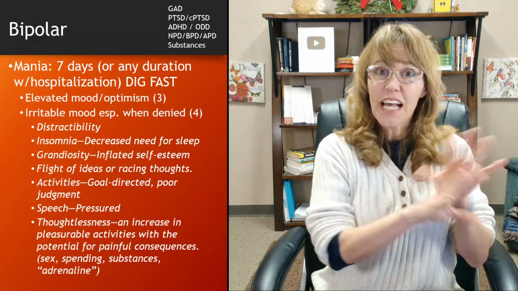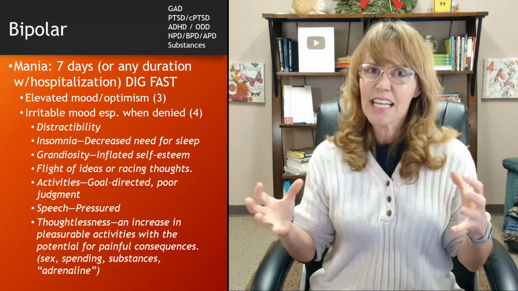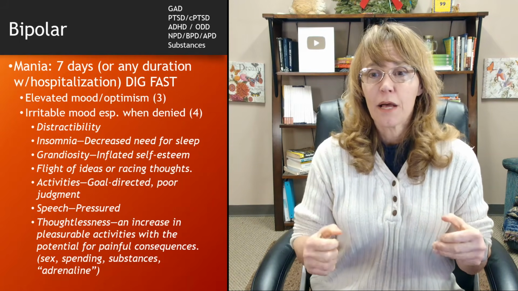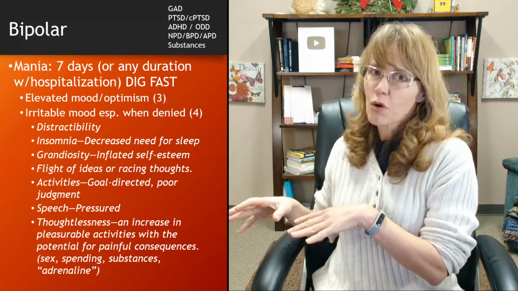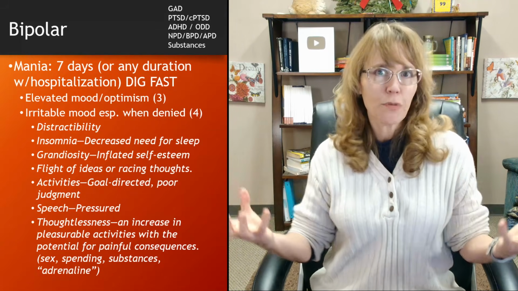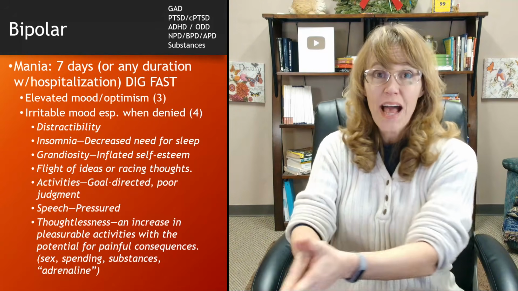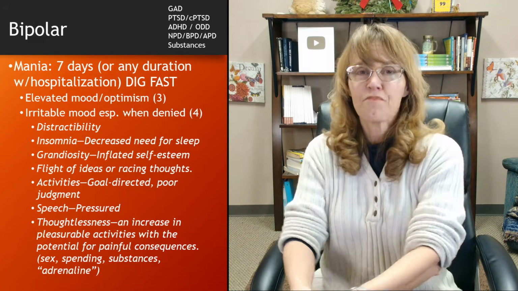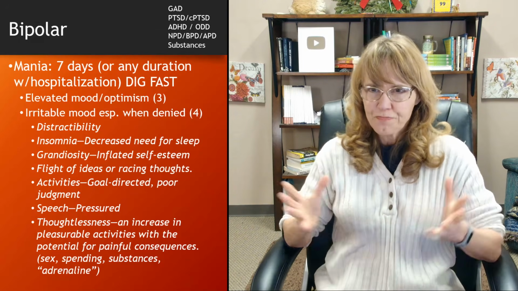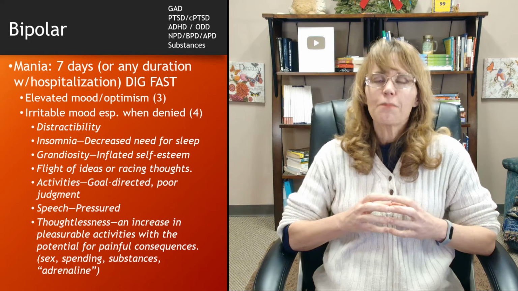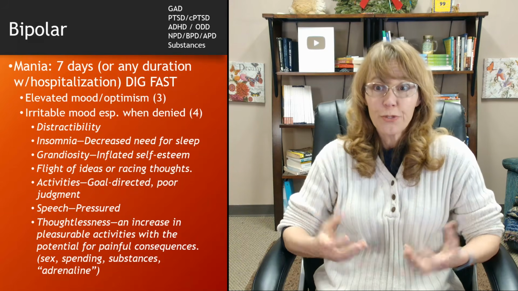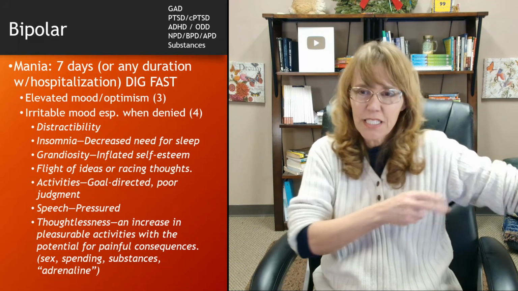Or instead of an elevated mood, they can have an irritable mood. And this can happen when somebody is manic and they don't get what they want. They can become very irritable. And this is what more often results in hospitalization, because it's almost like a temper tantrum. Somebody who gets blocked from accessing something that they're seeking can become very irritable and even aggressive when they're denied access. The person, as I said, has to have this elevated mood or irritable mood for 7 days or hospitalization.